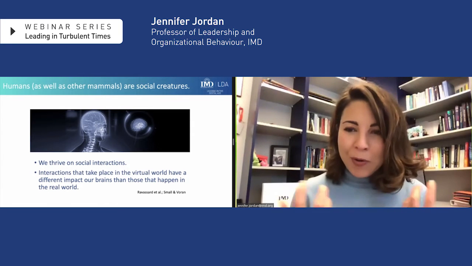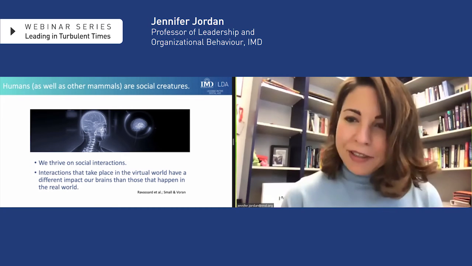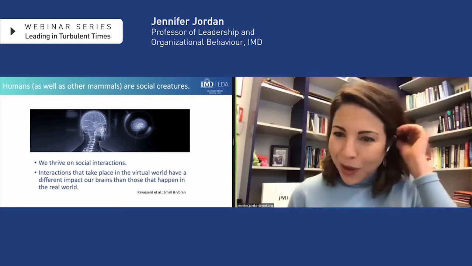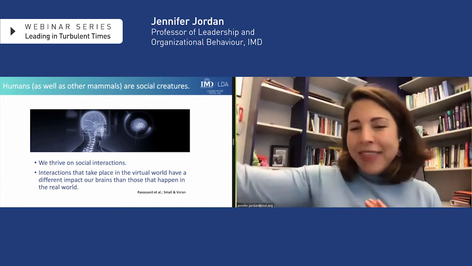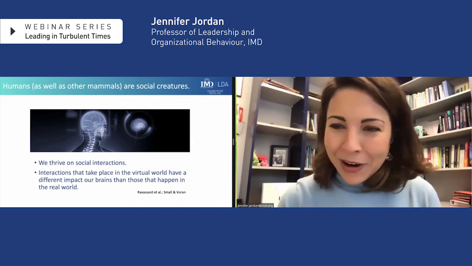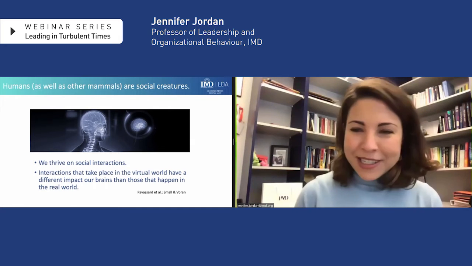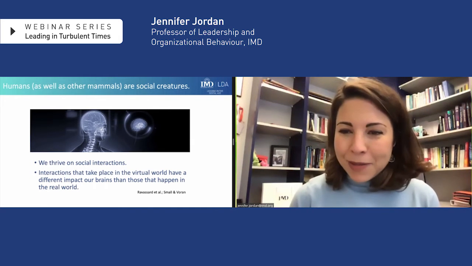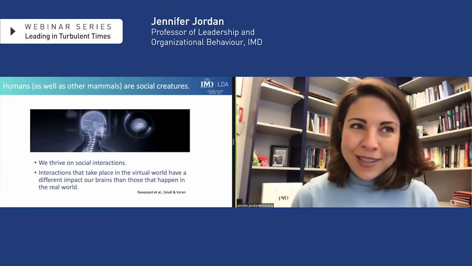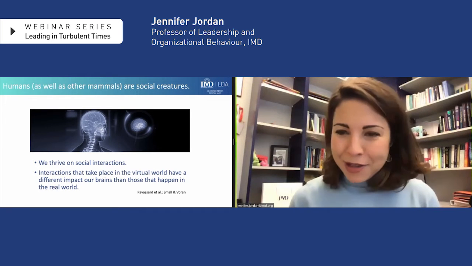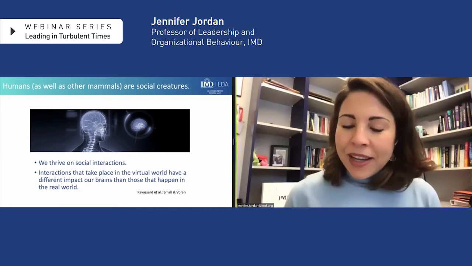So we already know that we as humans respond differently, and we have no control over that. It's just the way our brains work. And perhaps 1,000 years from now, when our brains are evolved at a different stage, that's going to be different. But for now, we're still humans that are used to working in a face-to-face real environment.